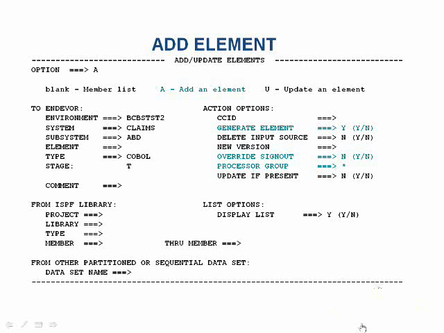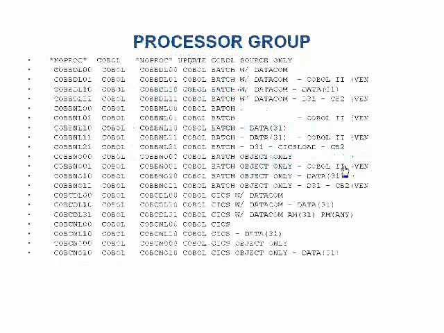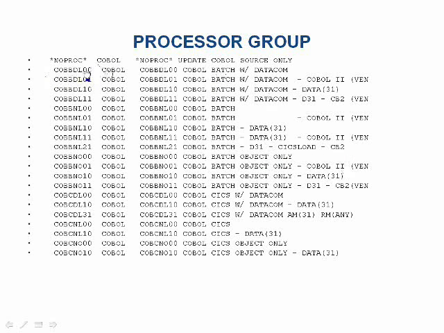If you know it, just mention the compiler name over here. If you don't know, put star over here and hit enter. It will take you to the next screen where it will display all the processor groups, all the compiler names. For example, it will tell you, okay, this is the proc name, this is the compiler name which I am using for batch with datacom. If I want to use it only for batch code, then I use this processor group.